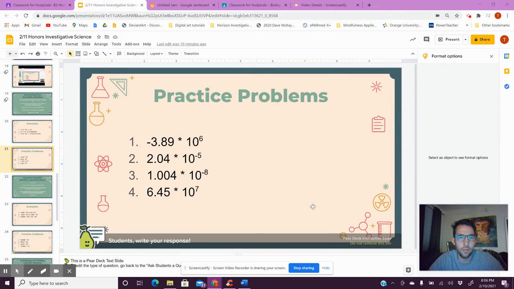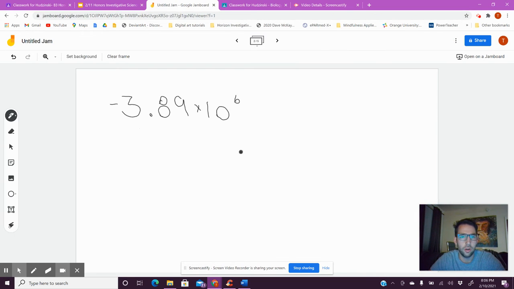All right, so you've done all of these problems on your own, and now we are going to go through them together. So I'm going to split each one on its own little page here. Let's look at the first one. Negative 3.89 times 10 to the 6.